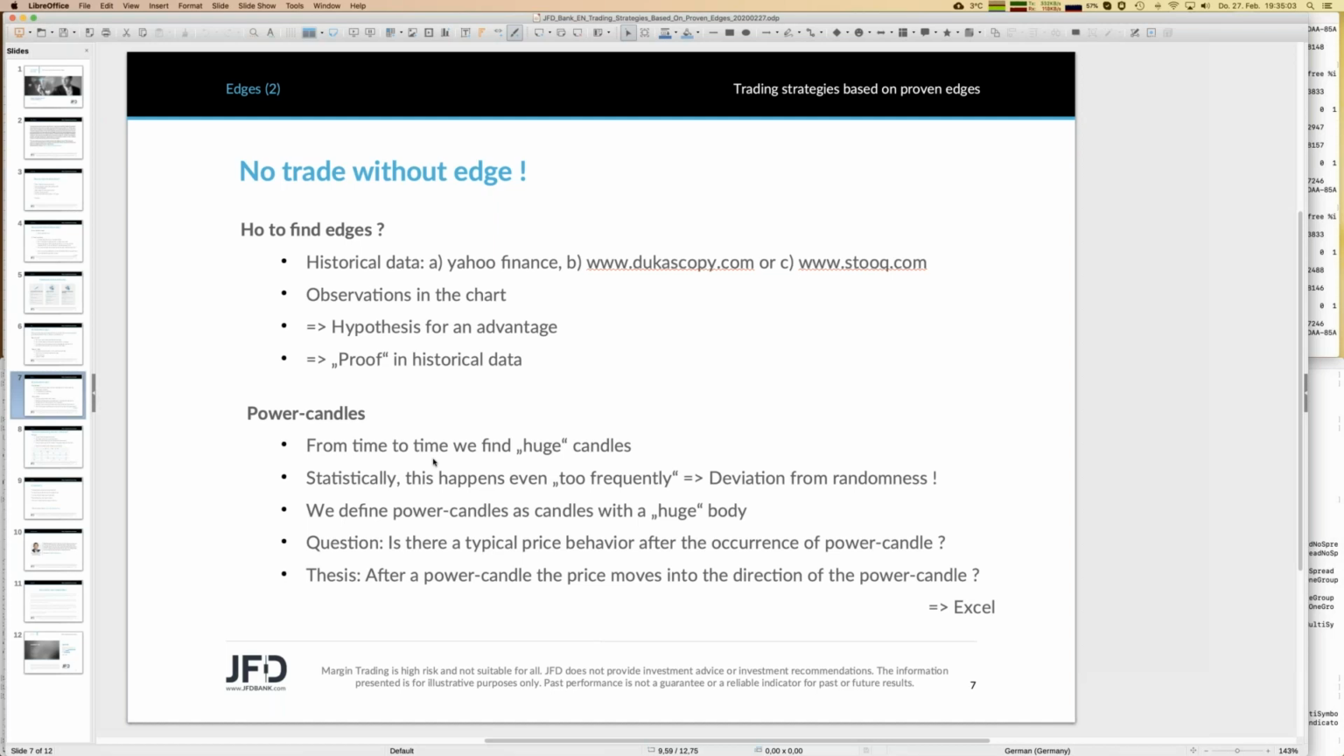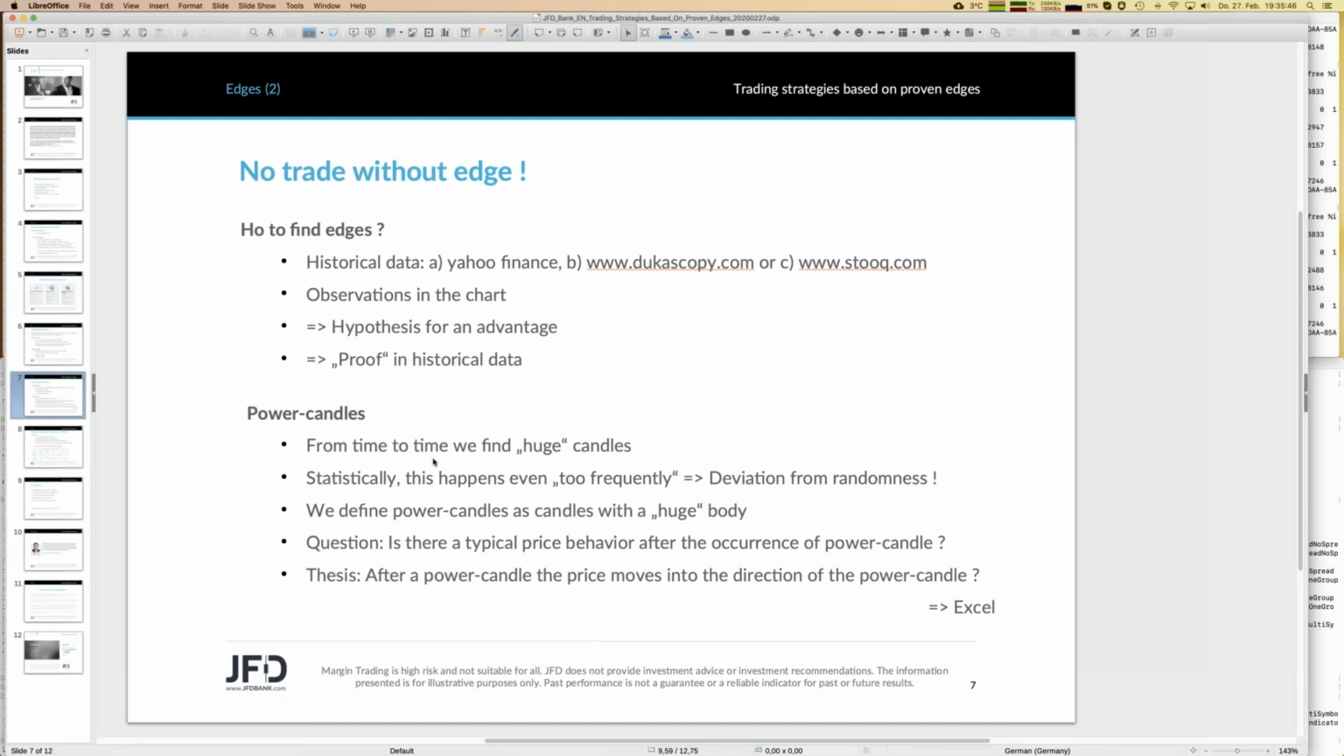But first, a few other statements about those huge candles. I've done more investigations than just the one I will share with you in a minute. What turned out is that those huge candles show up too frequently compared to just random behavior. And that's good, because whenever we have a deviation from randomness, that is a good hint that this is a trading opportunity. And that is quite a serious statement. The deviation from randomness is our trading chance. But now back to power candles.